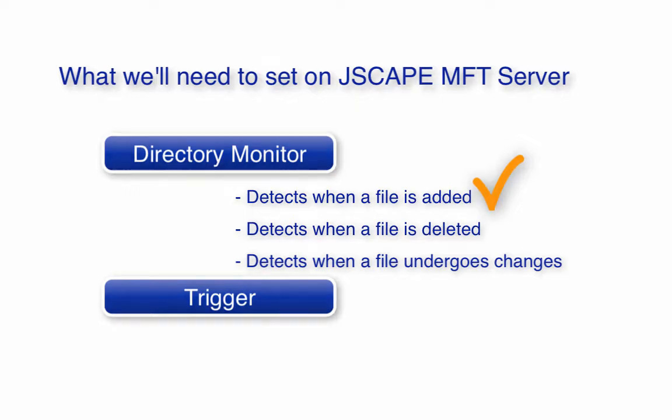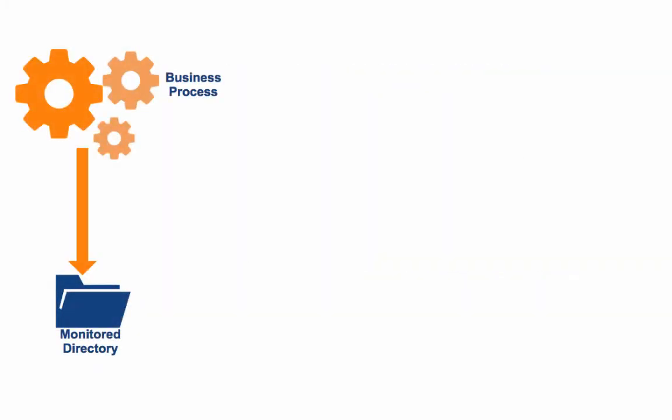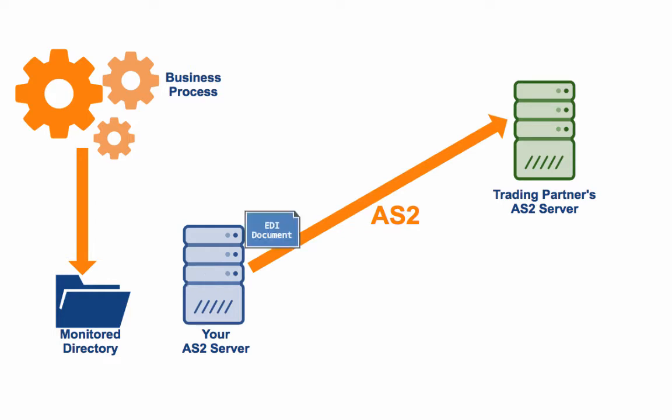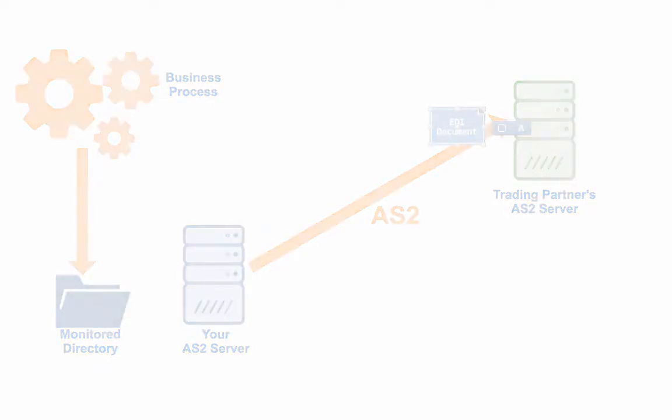This can be useful in cases when, as part of a business process, an EDI document is placed into the monitor directory for transmission. As soon as our server detects that a file has been added into the monitor directory, it will automatically grab that file and forward it to the designated trading partner through an AS2 connection. Let's now create the directory monitor in question.